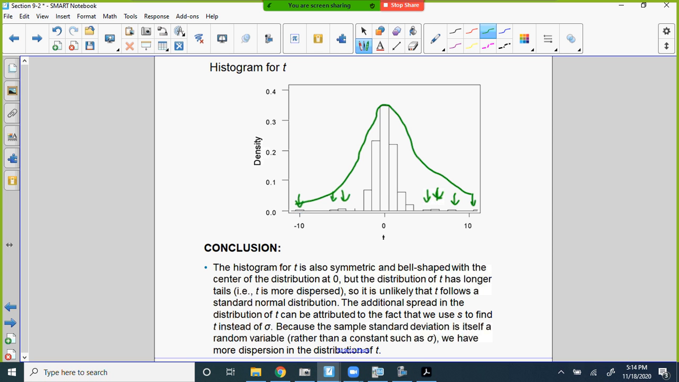All right. So unlike z, t does not follow the standard normal distribution. The additional spread in the distribution of t can be attributed to the fact that we use s, the standard deviation of the sample, to find t instead of sigma, the standard deviation of the population. So we're using the sample's standard deviation, and that's why it's spread out a little bit more. Because the sample deviation is itself a random variable rather than a constant, such as sigma, we have more dispersion in the distribution of t than we would see in a z.